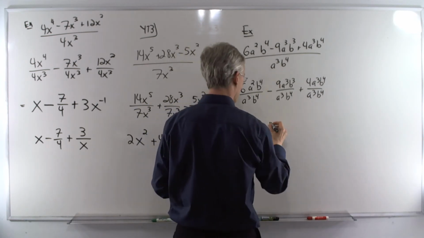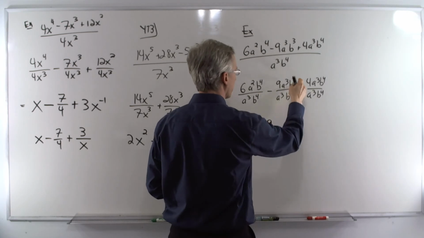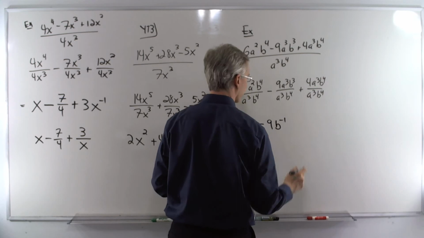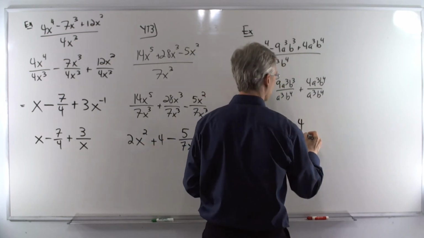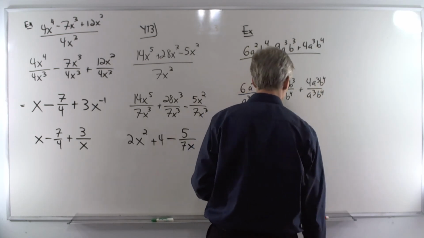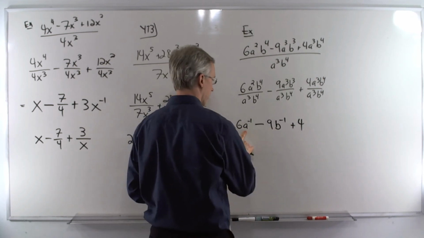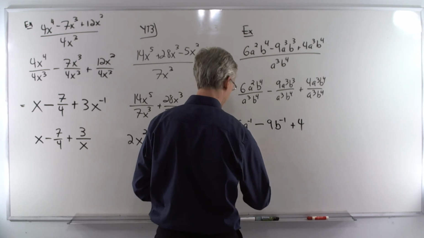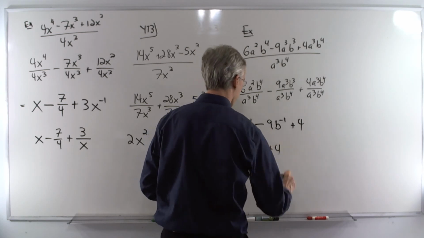All right, 9. Got a to the third over a to the third, those cancel. B to the third over b to the fourth, subtract those exponents to get b to the -1 power. Finally, we got 4 over here. A to the third over a to the third, those cancel. B to the fourth over b to the fourth, those cancel. So those are all gone. So now all I have to do is take those variables to the negative power and move them to the denominator. So that is 6 over a minus 9 over b plus 4.